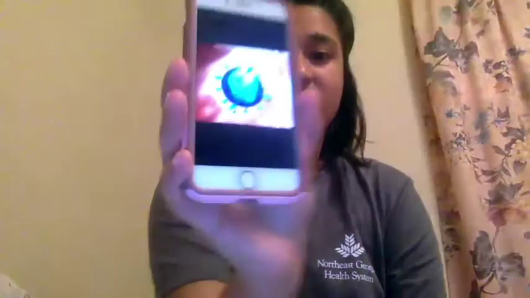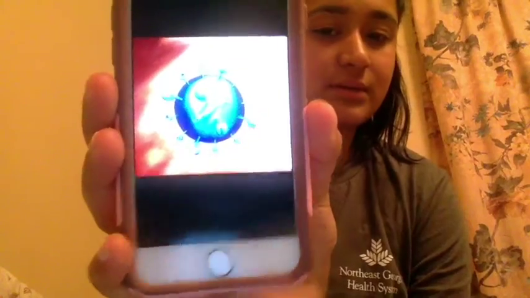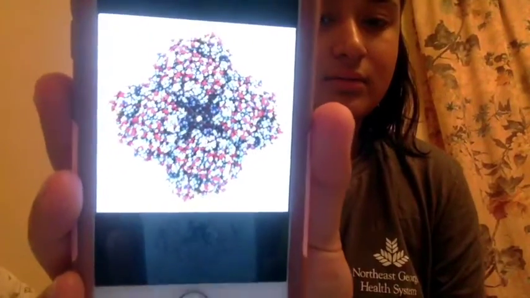So hemagglutinin is a glycoprotein found on the surface of influenza viruses. This is what it looks like, and I have a picture of it. Here it is. And then neuraminidase is an enzyme that attaches to cell receptors and initiates the process of virus entry into cells. And this is what it looks like. I also have another picture of it on my phone. Here it is.